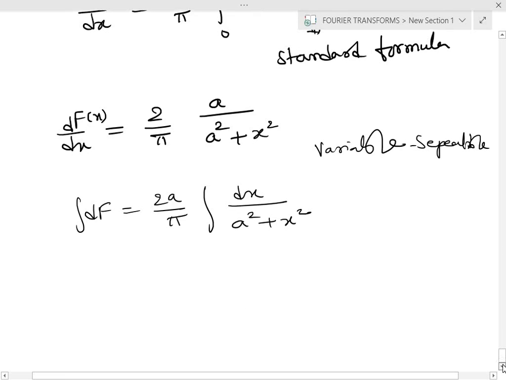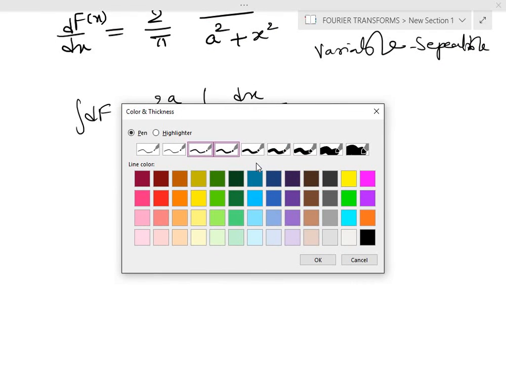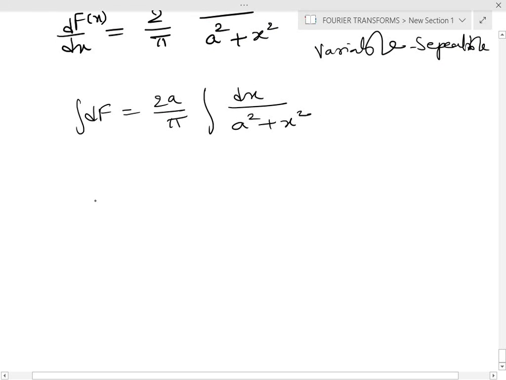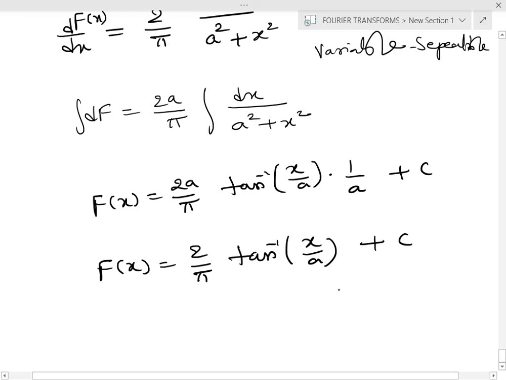So f of x will be equal to 2a by pi. Just now I told you this is tan inverse of x by a. Don't forget to put again 1 by a. So a cancels, then f of x will become 2 by pi into tan inverse of x by a. Don't forget to put the integration constant, say plus c.